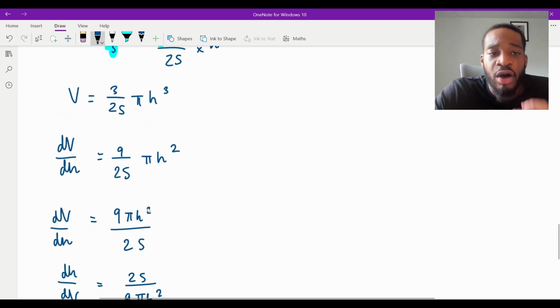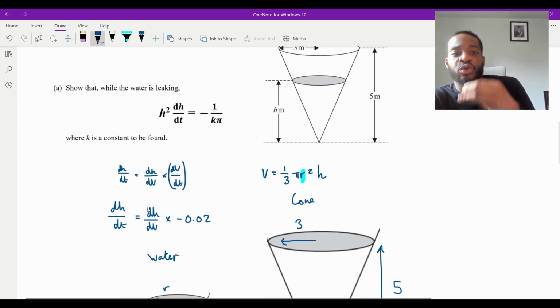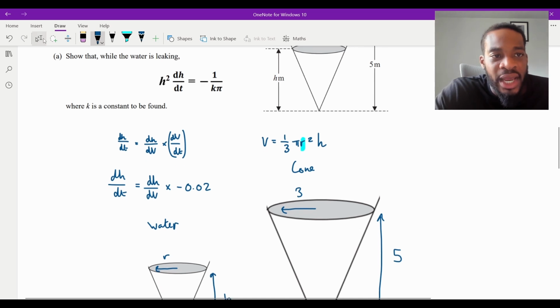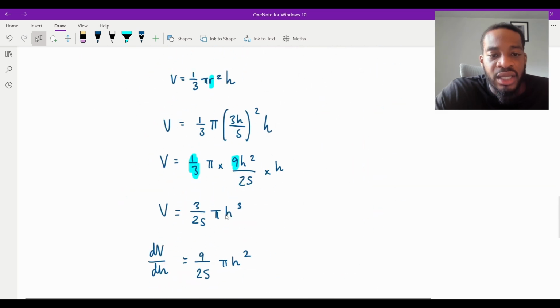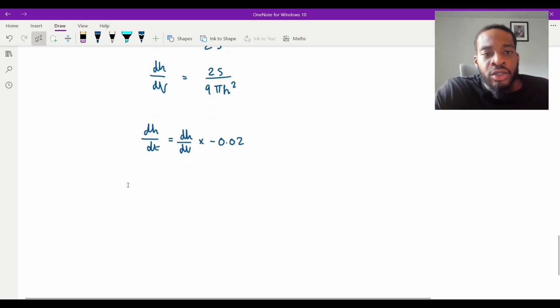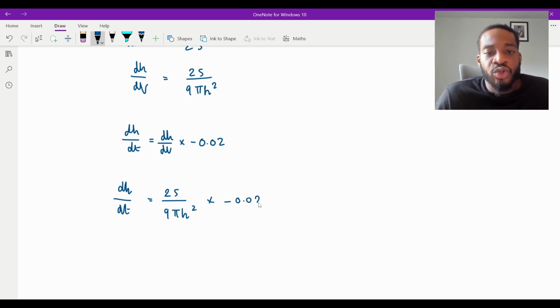Now we're in a position to answer the question. Let's go back to the actual question. The question says, show that h squared dh/dt is equal to minus 1 over k pi, right? Now, we have this here, the dh/dt. We now have figured out what dh/dV is. We can plug that in. So plugging that in would mean that dh/dt is equal to 25 over 9 pi h squared, and we're going to times this by minus 0.02.